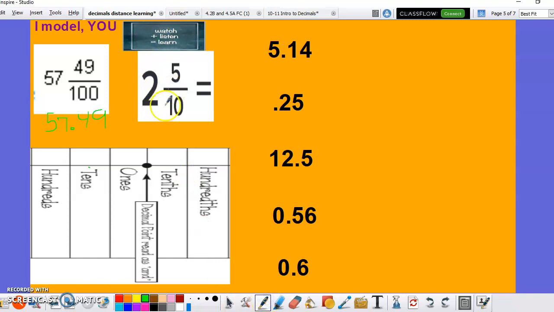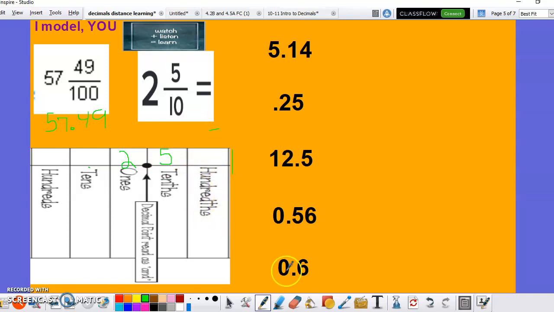Same thing if I wanted to write my second number here, 2 and 5/10. Well, I have a whole number, so I'm going to put that here. I don't need to put this 2 because it's just a 2 in the ones place. It's just a 2. And I have 5/10. So in my tenths place, I'm going to put a 5. I don't have any hundredths, so I'm not going to put anything there.